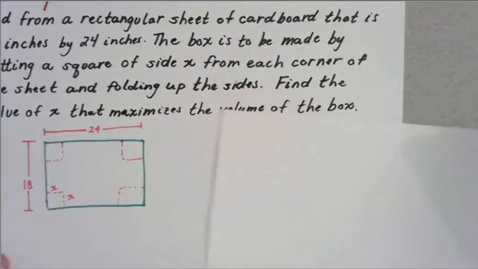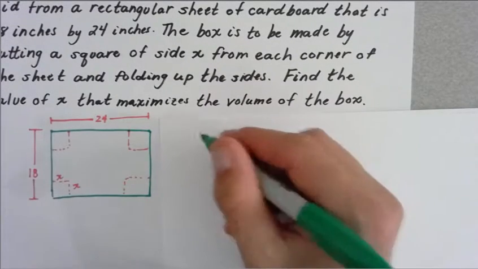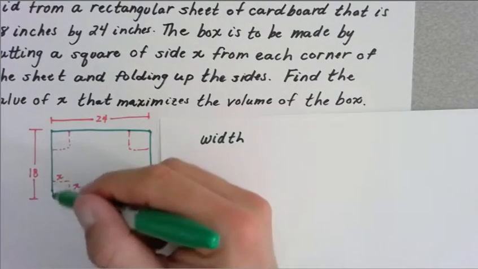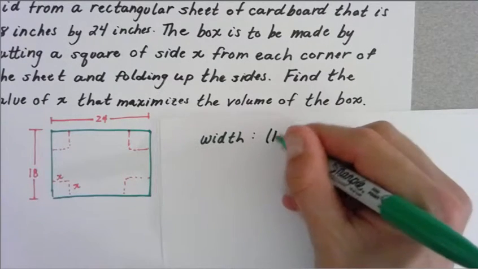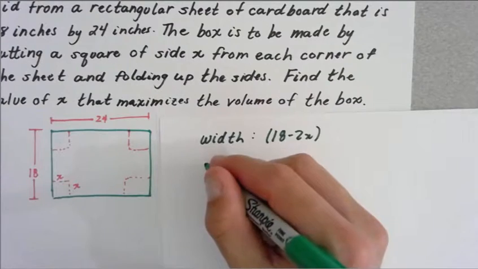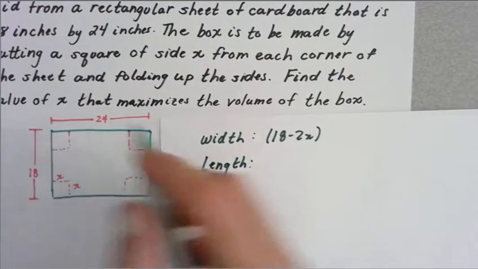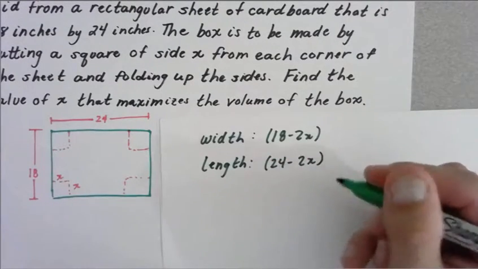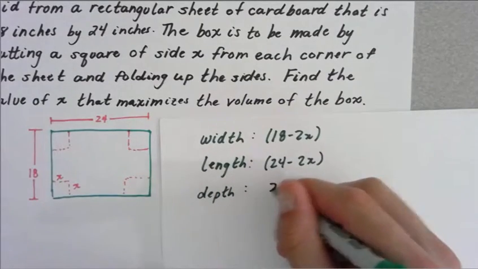It takes a little bit of time. So here's our picture. We know that the width here is going to be, the whole thing is 18, but you got to go minus x minus x. So the width is 18 minus 2x. The length is 24 minus 2x for the same reason. You cut out those two x's there. And then the depth, they tell us, when they fold there, is going to be just x.